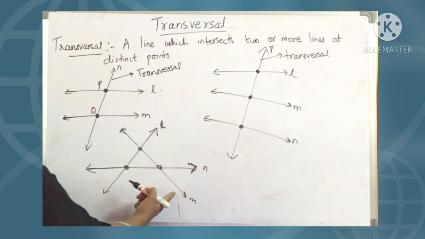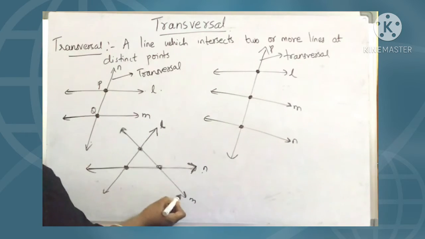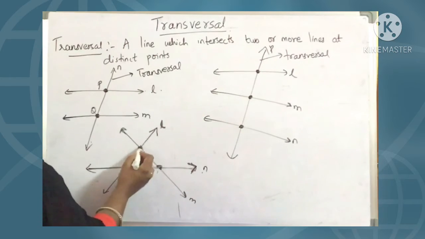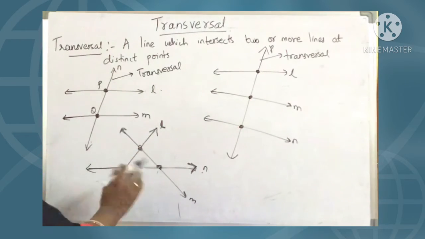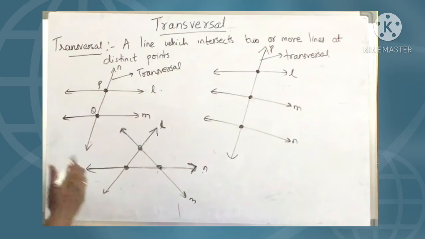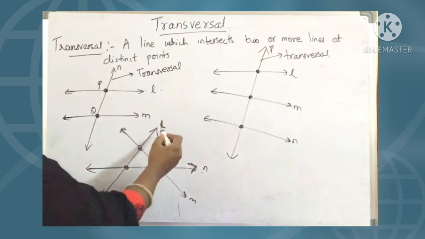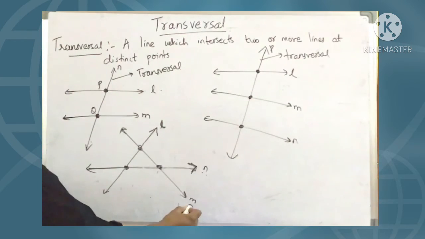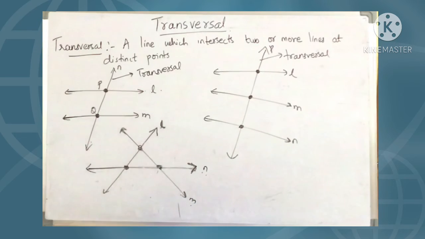If I consider M, M is intersecting the line N at this point and the line L at this point. It is intersecting at different points. So I can say here M is also a transversal. If you observe, L is a transversal in this figure, N is also a transversal, and M is also a transversal.